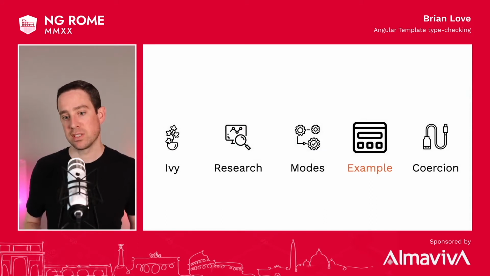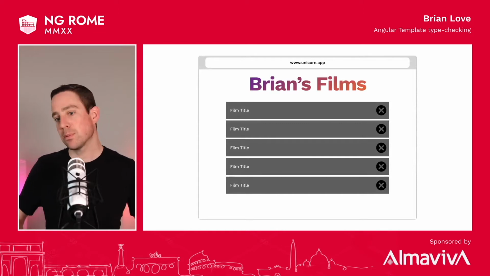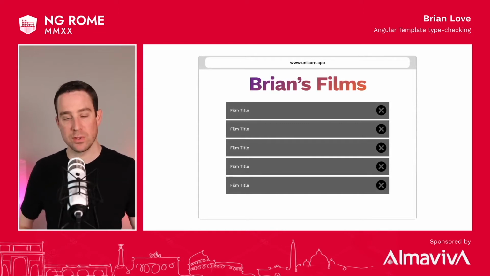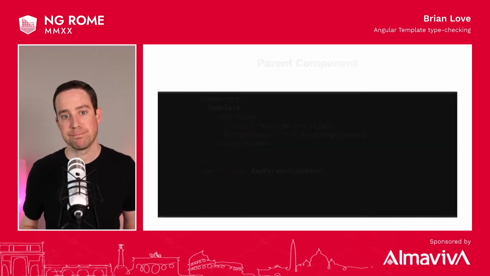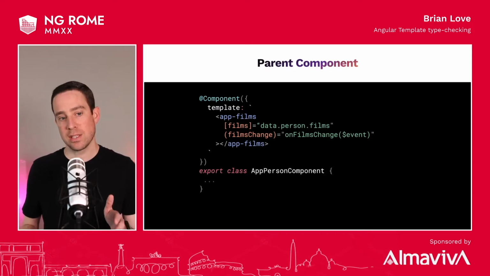Now let's take a look at an example. In my example application, I've got some films and I'm iterating over these films and listing out the film title and the release date. Here's the parent component. Let's take a look at the template.